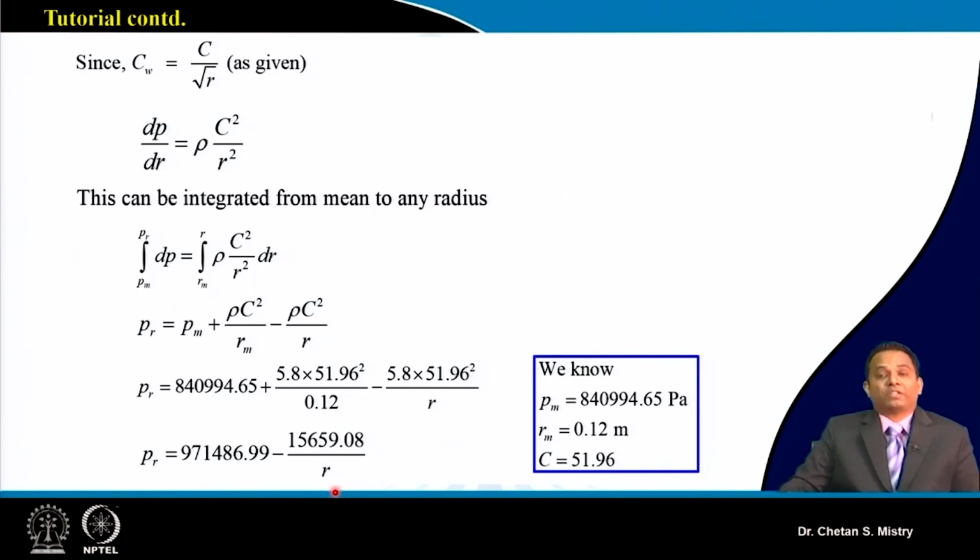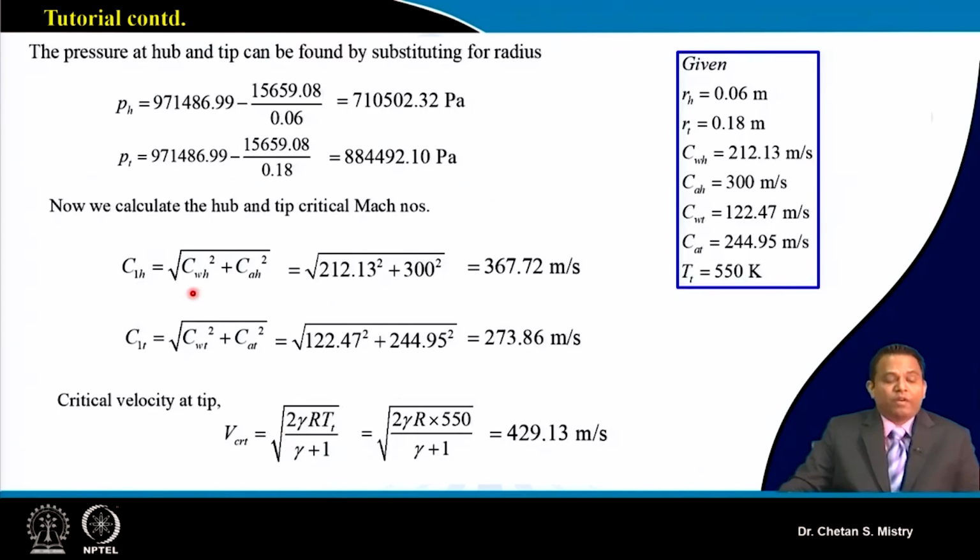So here, this is the formula for the variation of my static pressure at a particular radius. Now we are looking for our static pressure at the hub. If we put my radius as 0.06, we get our static pressure at the hub. If we put our radius at the tip as 0.18, we get our static pressure at the tip. So now my static pressure at the hub and tip are known to us.